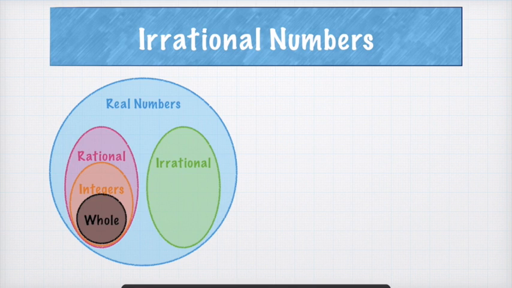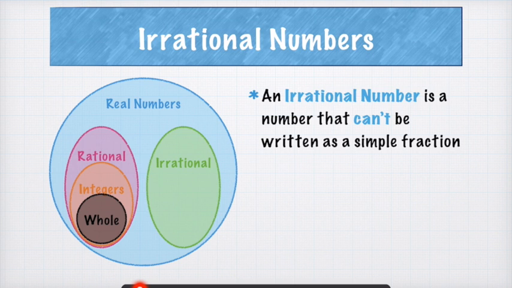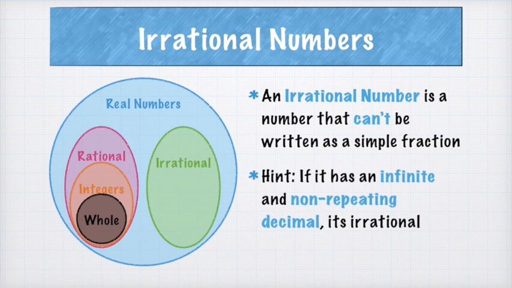Irrational numbers are these numbers over here. They're a part of our real number system, but they're completely different. You have our rationals over here, and irrationals on the other side. An irrational number is a number that can't be written as a simple fraction. Ir meaning not rational, so it's not a ratio, and ratios are just fractions, so that's where it comes from. Here's a nice little hint: if we have an infinite and non-repeating decimal, it's irrational. If you can't find any pattern in it, it's probably an irrational number.